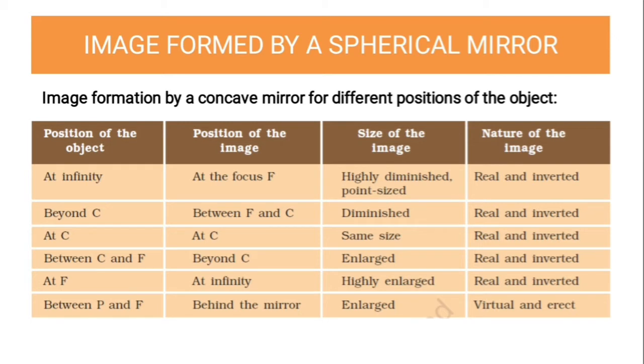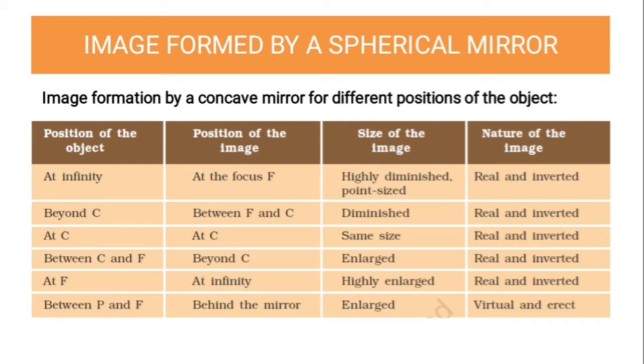Now you bring the object even more closer. Now it is at center of curvature. Then where will be the image? What will be the position of the image? It will be at center of curvature. So if the object is at center of curvature, the image will be also at center of curvature. And size of the image? Size will be the same. What will be the nature of the image? It will be again real and inverted.